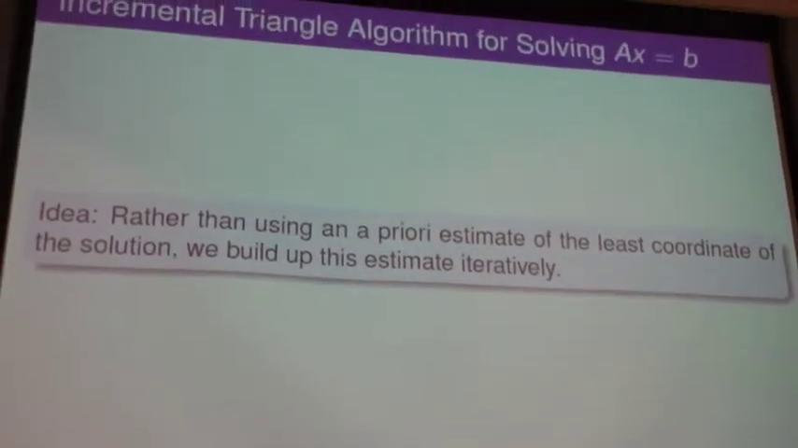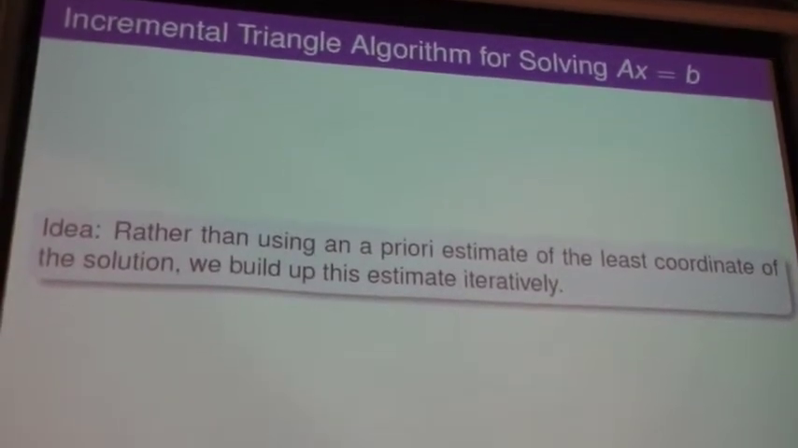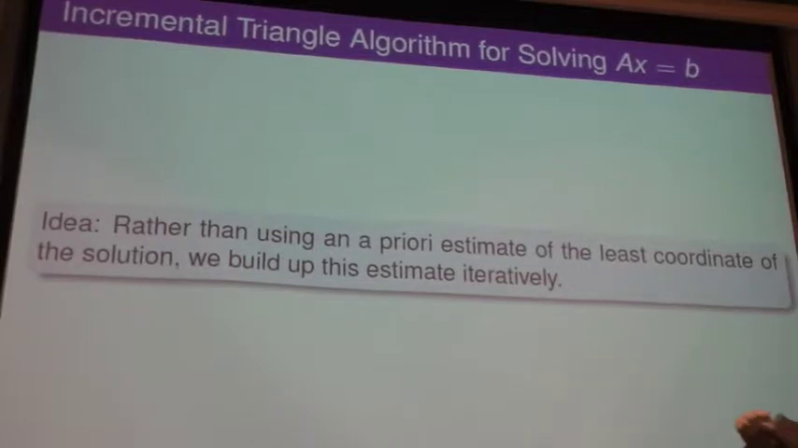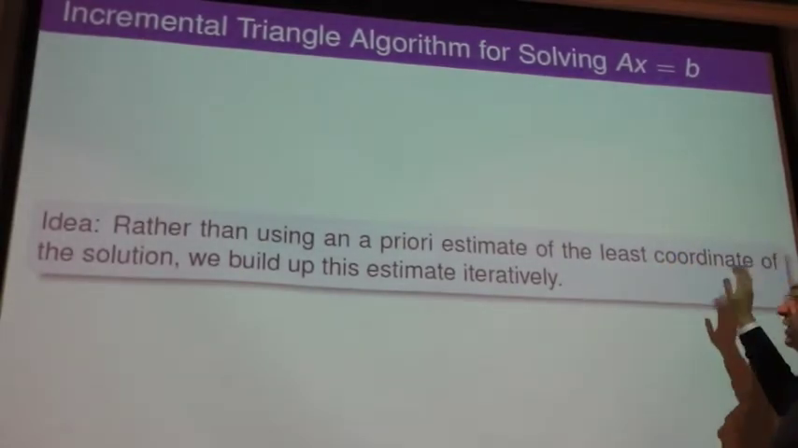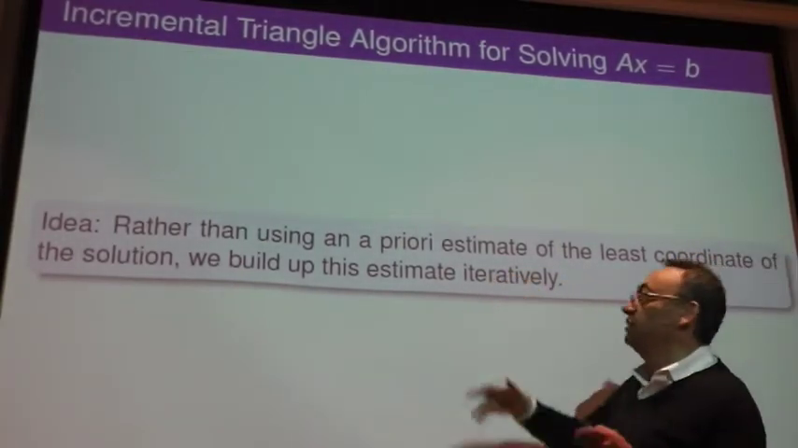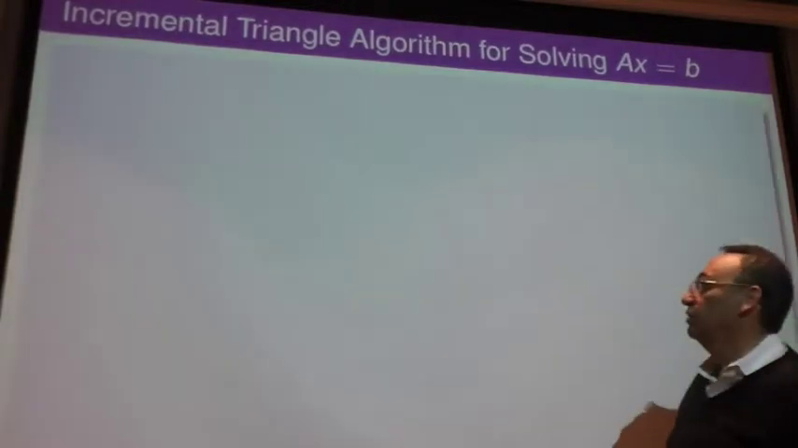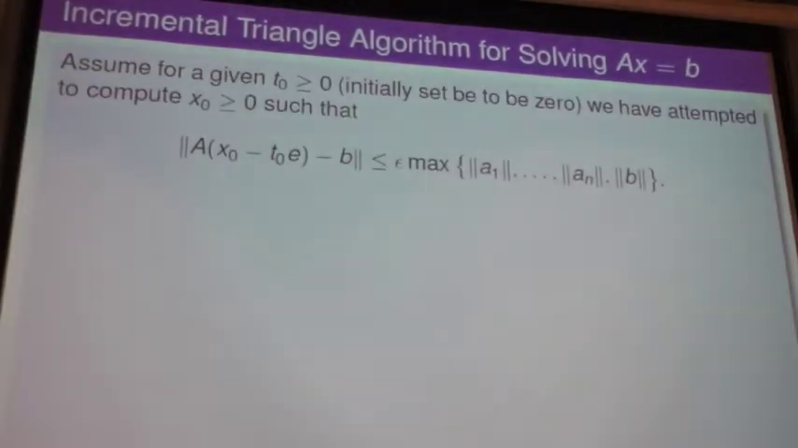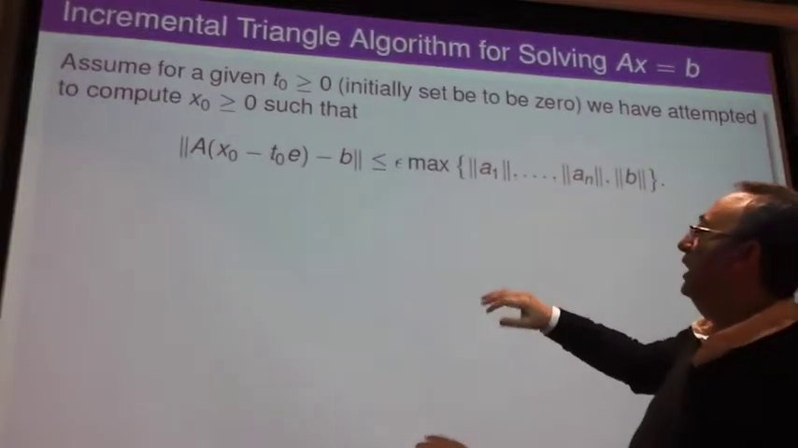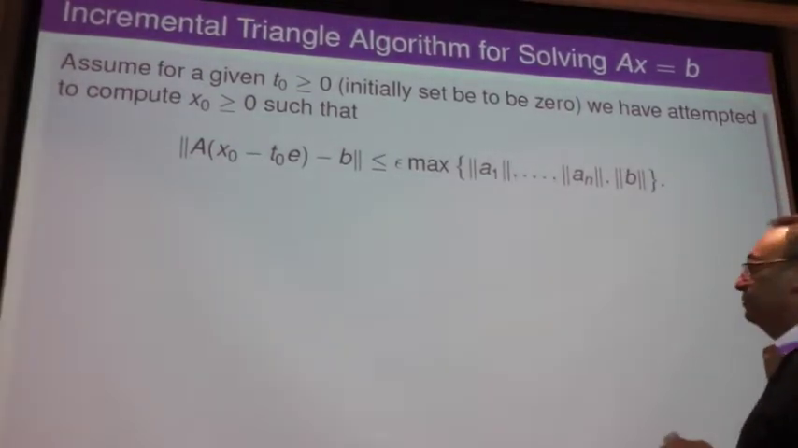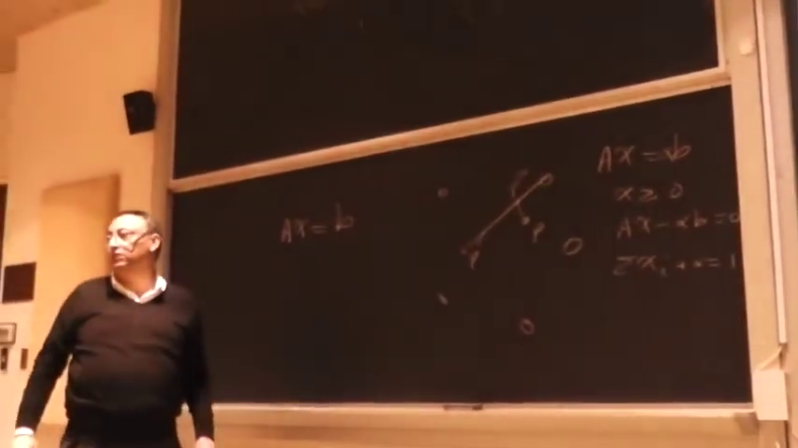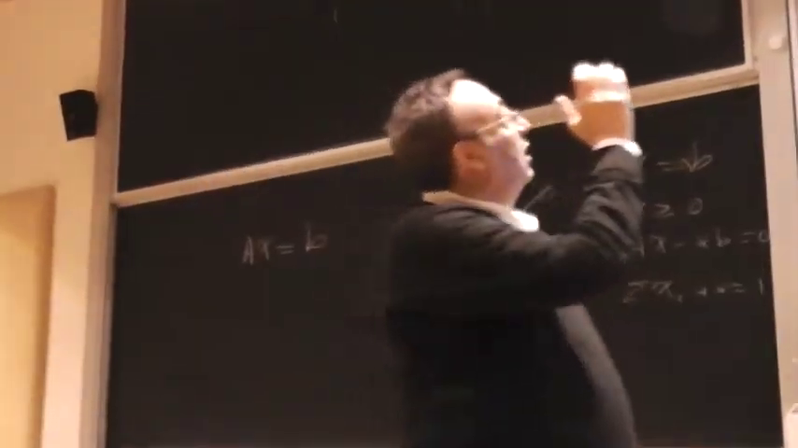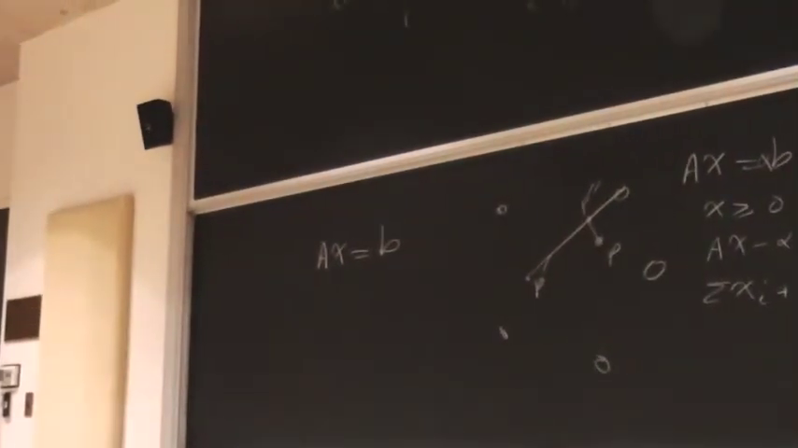Then there is what I call the incremental triangle algorithm, which does the following. Rather than using an a priori estimate of the least coordinate of the solution, we build up this estimate iteratively. How do we do that? Like this. So you give me a system, AX equals B. Maybe this is the most general one. I want to solve this. I know nothing about X. So I try to apply the triangle algorithm.